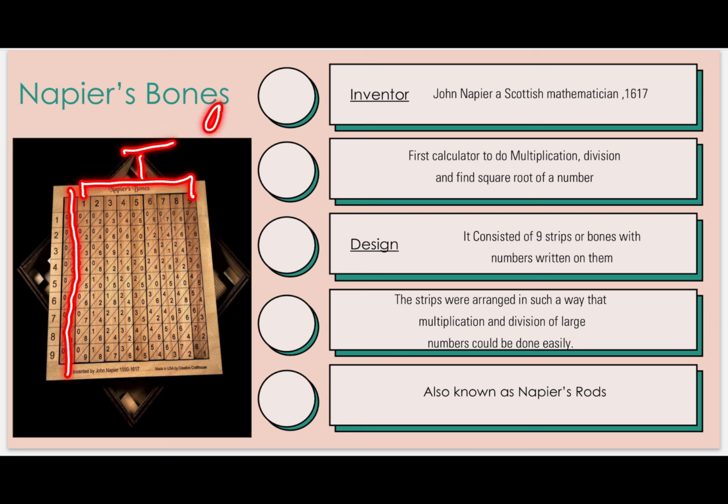How many strips are there? 9. So Napier's bones consist of 9 strips with numbers written on them. The strips are arranged in such a way that we can perform multiplication and division of a large number easily, right? See how we can do it.